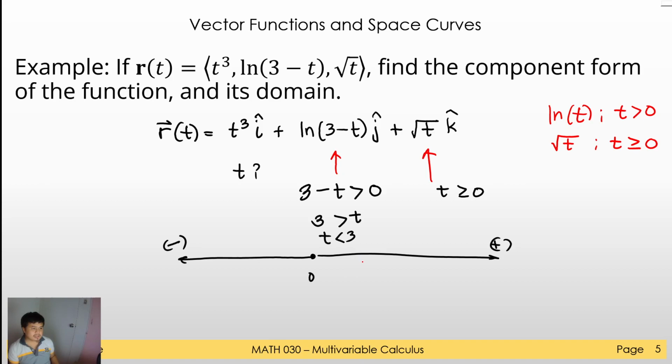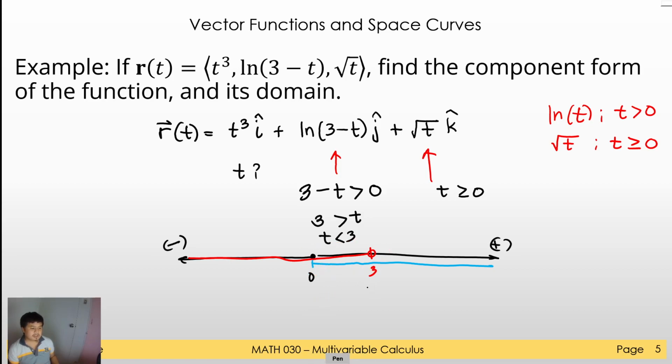So the domain of this second coordinate, y, is that t should be less than 3 only. So if this is 3, then it should be less than 3. And for this one, t should be greater than or equal to 0, so we have this portion as the domain of our z variable. As you can see, it overlaps at this portion. Therefore, our actual domain should be this intersection in between.